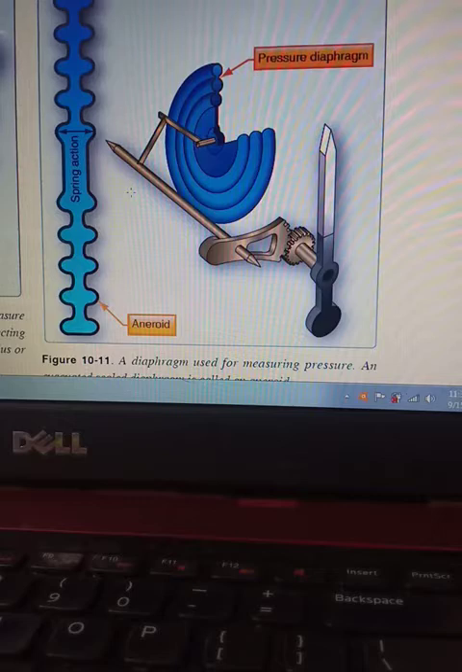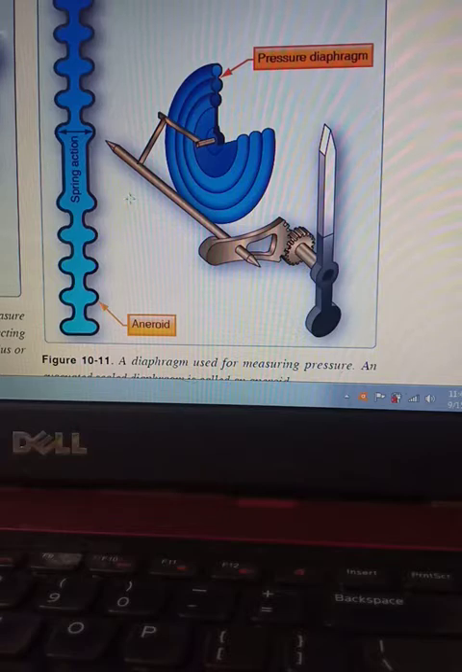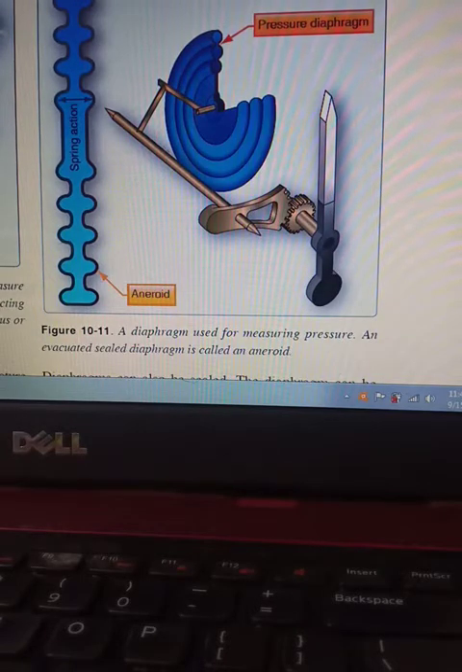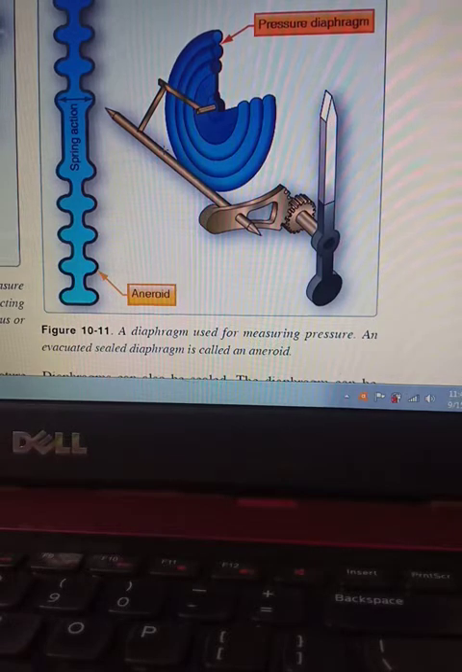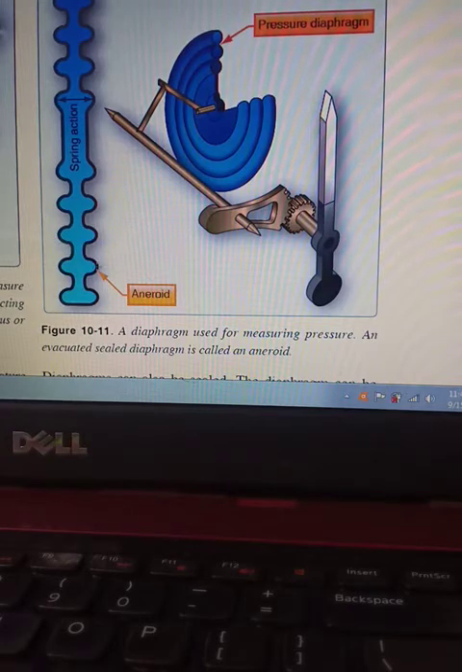Okay, so the next sensing device is the diaphragm. We have here Figure 10-11. This is a diaphragm used for measuring pressure. An evacuated sealed diaphragm is called an aneroid. So this one is the aneroid and the pressure diaphragm.